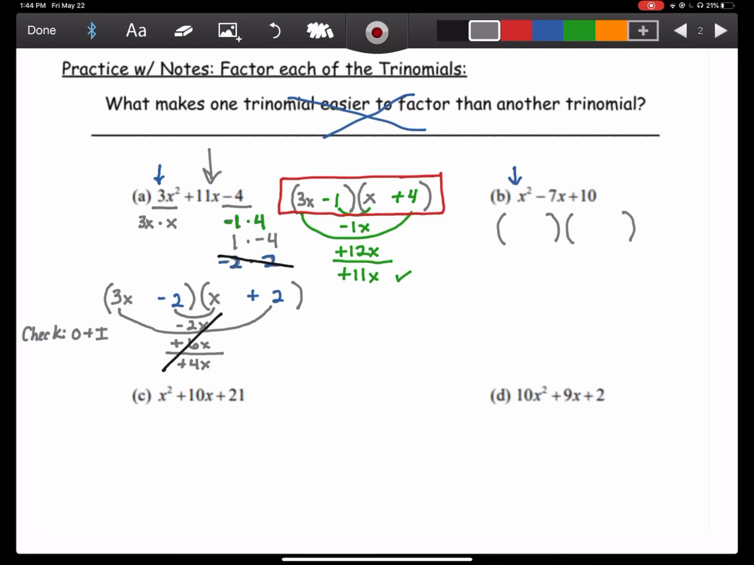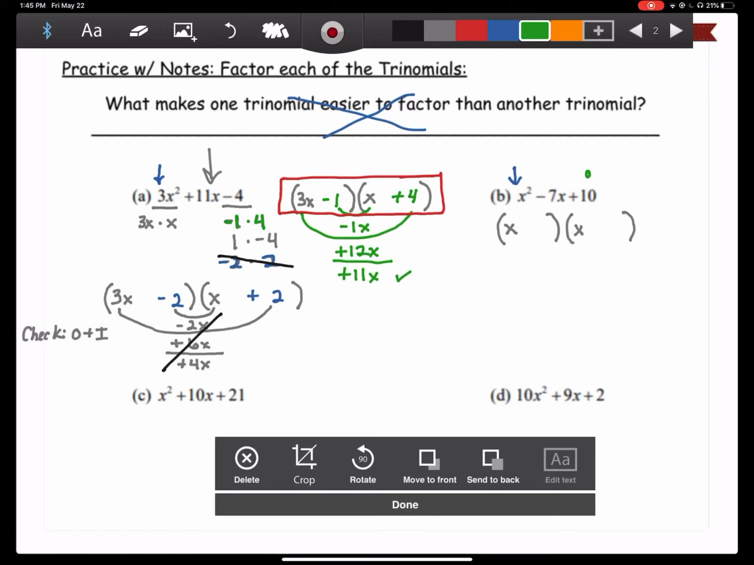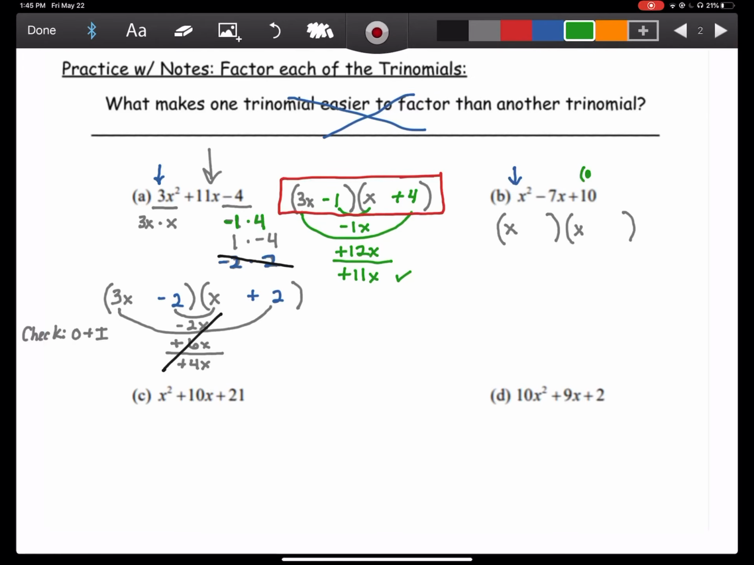I know that my x squared is the result of x times x. And all that's left is I have to come up with a number that does two things. I need two numbers that multiply to get positive 10, and I need those same two numbers to add up to negative 7x. So watch how I set this up. First, I take the positive 10 and I rewrite it off to the side, positive 10. And I remind myself that I need two numbers to multiply to get positive 10.